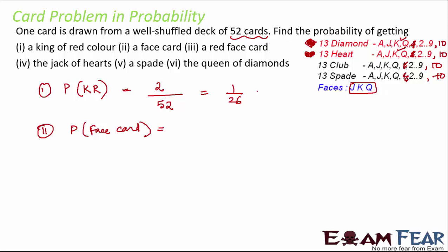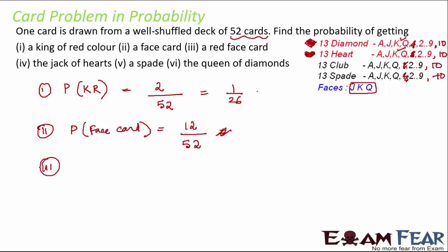So you have one jack, one king, one queen in diamond. Similarly in heart, similarly in club, similarly in spade. That means you have 12 face cards. So number of favorable outcomes would be 12 and number of total outcomes is 52. So this 12 by 52 would be the probability.